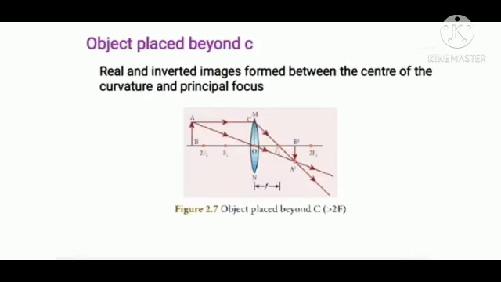Next position is object placed beyond C. Here a real and inverted image is formed between the center of curvature and the principal focus, that is between C and F. So beyond C, the object is placed, the image will be formed between F and C.